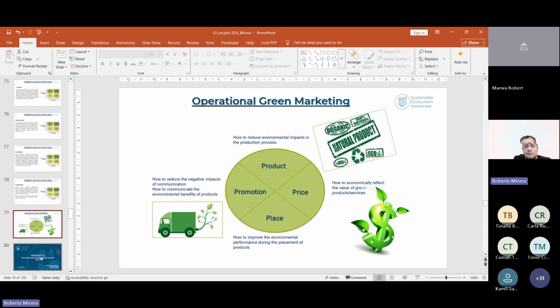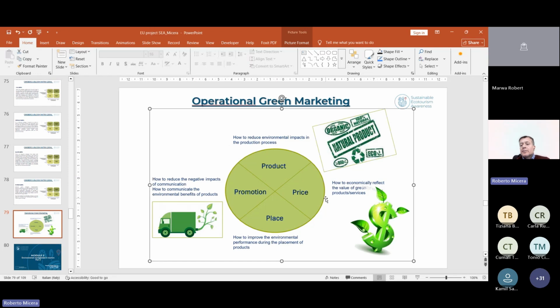And so we have operational green marketing. For the product, the question is how to reduce environmental impacts in the production process. For the price, how to economically reflect the value of the green product or service. For the place, how to improve the environmental performance during the placement of the product. And finally, in promotion, how to reduce the negative impacts of the communication, and also how to communicate the environmental benefits of a product.